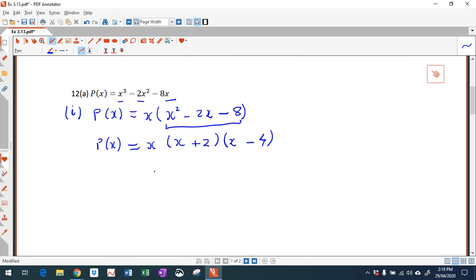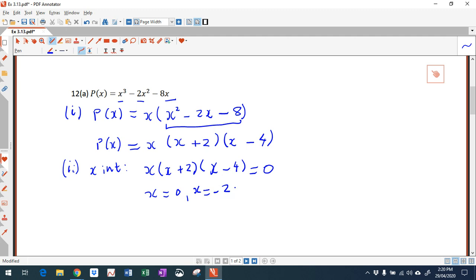Part 2 of the question says sketch the graph. Okay, so that's what we'll do now. Now, what do you need to sketch the graph? We need the intercepts, don't we? So for part 2, let's find the x-intercepts. Okay, how do we do that? We put the y value equal to 0. Okay, so solve that equal to 0. So clearly x equals 0, x equals negative 2, x equals 4.